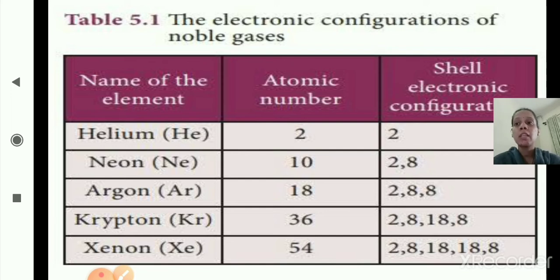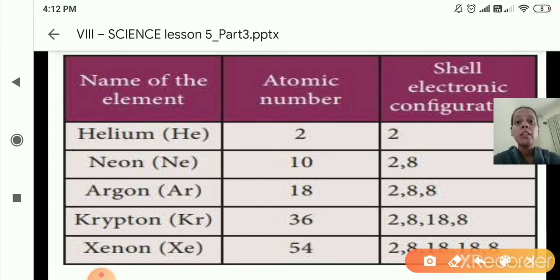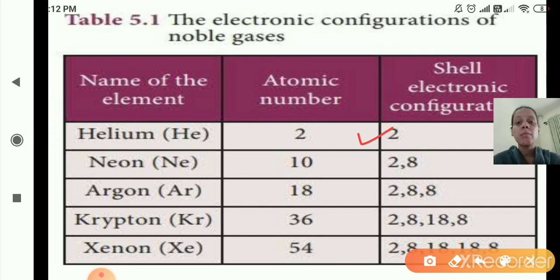So the first one is helium. In helium there are 2 electrons. So these 2 electrons will be accommodated in the K shell, right? What is the maximum capacity of the K shell? 2 electrons. So this is called an electron duplet. Duplet means in the outermost shell there are 2 electrons. So this is an electron duplet.